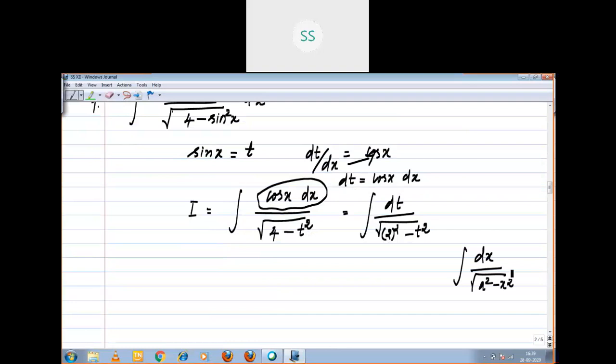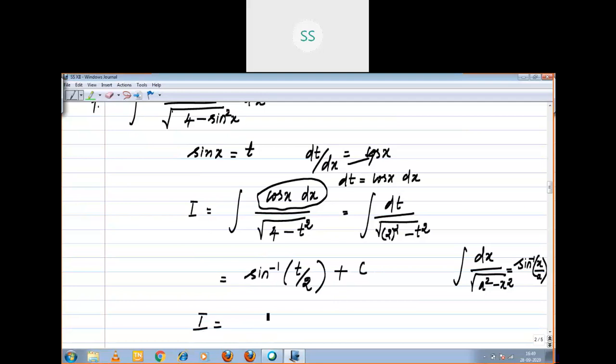dx divided by root of a square minus x square equal to sin inverse x by a. Now, the integral I got, dt divided by root of 2 square minus t square, is sin inverse t divided by 2 plus c.